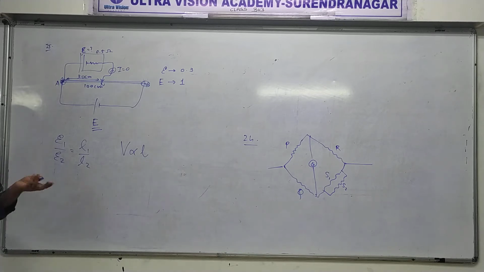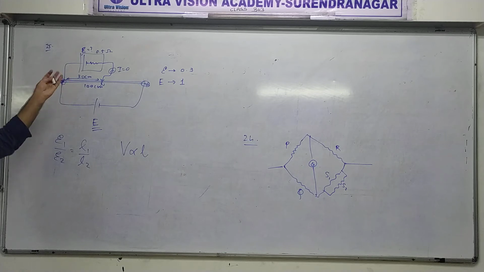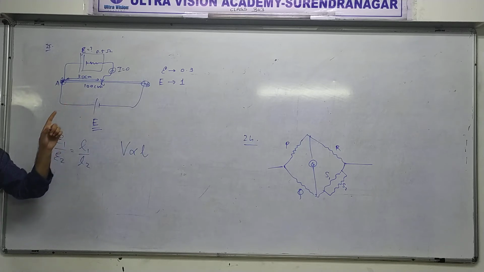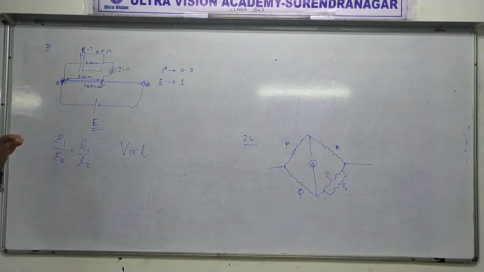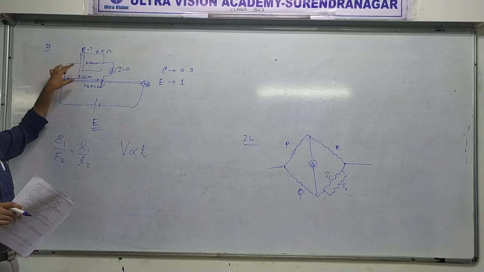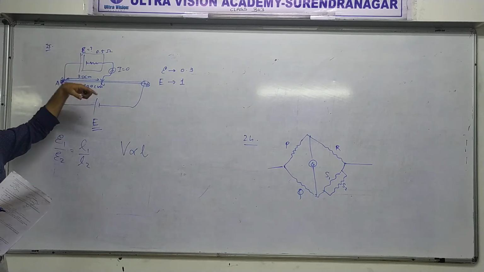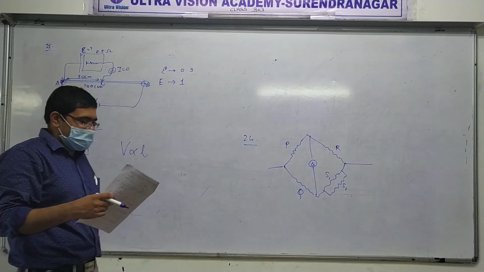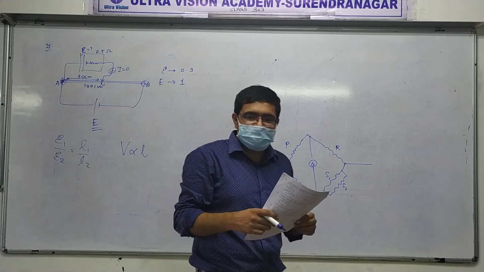Answer is A. Yes or no? You know something? 30 over 100, or use this formula if you want. It's not the standard typical case, but still we are using this formula because we are considering this cell as 1 and this second cell as 2.